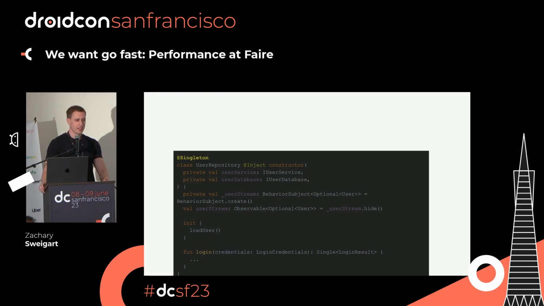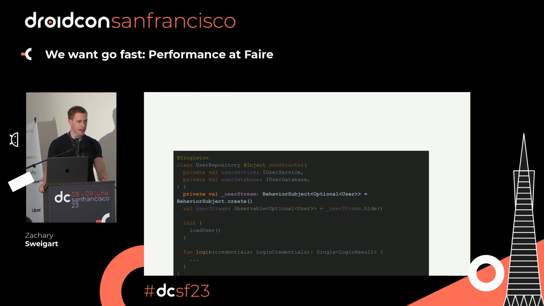For our app, we can take a look here at our user repository, a little simplified, which is a singleton. And so we will have a single instance of this user repository for the lifetime of our app. When it is created, we'll load a user or when a user logs in, and we will only ever have 0 or 1 users logged in at a time.